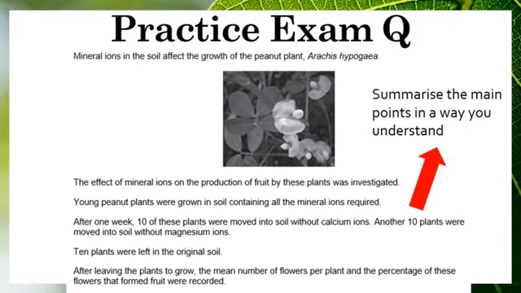So, the effect of mineral ions on the production of fruit by peanut plants was investigated. They were grown in soil containing all the mineral ions required. After 1 week, 10 of the plants were moved into soil without calcium ions. Another 10 plants were moved into soil without magnesium ions. The 10 plants were left in the original soil. After leaving plants to grow, the mean number of flowers per plant and percentage of the flowers that formed fruit were recorded. So, I personally would draw myself a little diagram just to summarize the experiment and show what's going on.